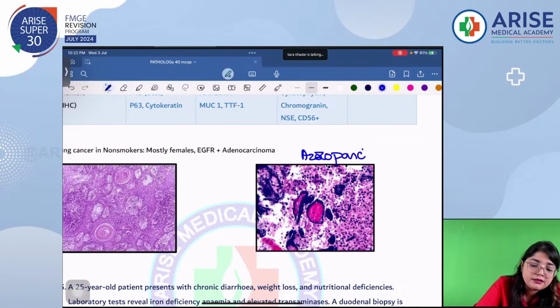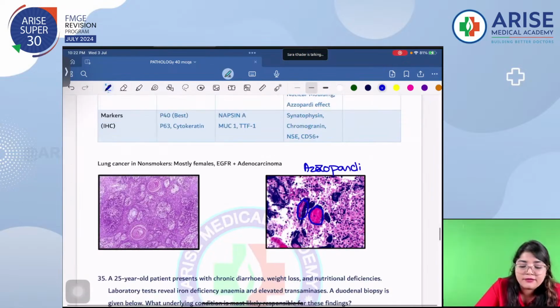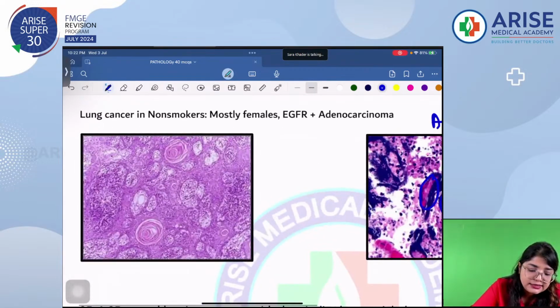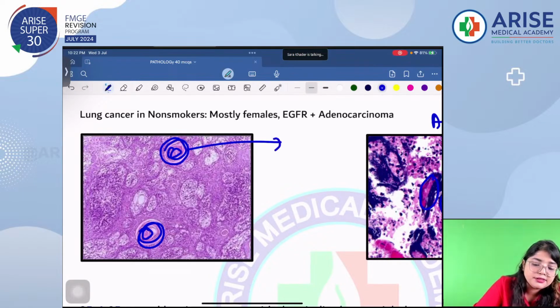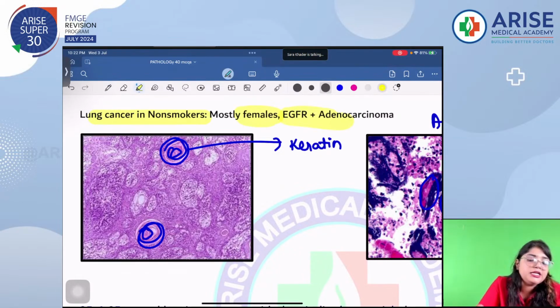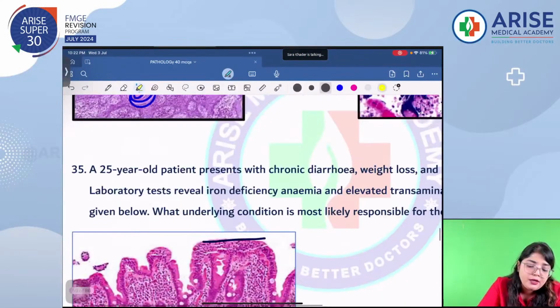Here is the effect where the tumor cells are falling off on the blood vessel, and you have a bluish hue of the blood vessel. What about these cells? These are your keratin pearls. Remember, if they talk about lung cancer in non-smokers, mostly females, it will be EGFR positive and most likely be adenocarcinoma.